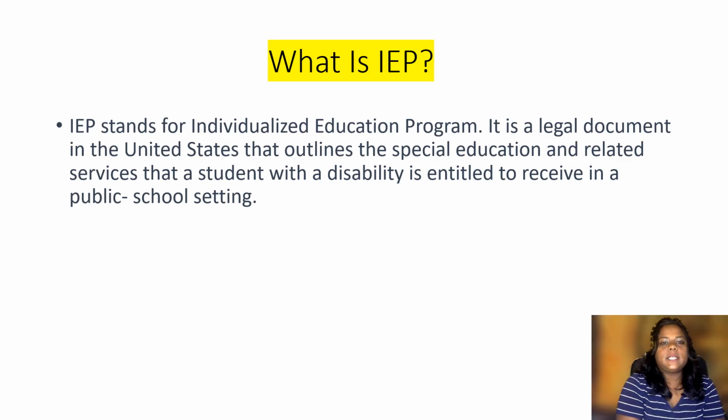So what is IEP? IEP stands for Individualized Educational Program. So this is usually a plan made by a team of people. It's not just people that work at the school. They come up with a plan to help the students succeed in the classroom. It is a legal document in the United States that outlines the special education and related services that a student with a disability is entitled to receive in a public school setting.